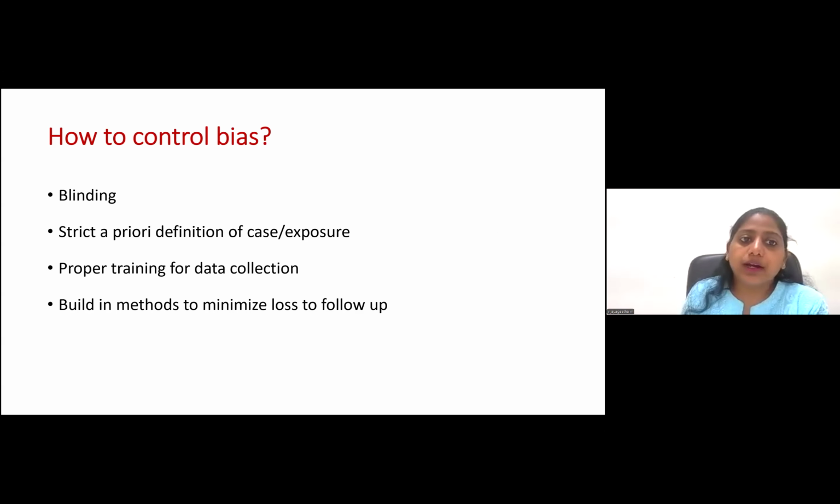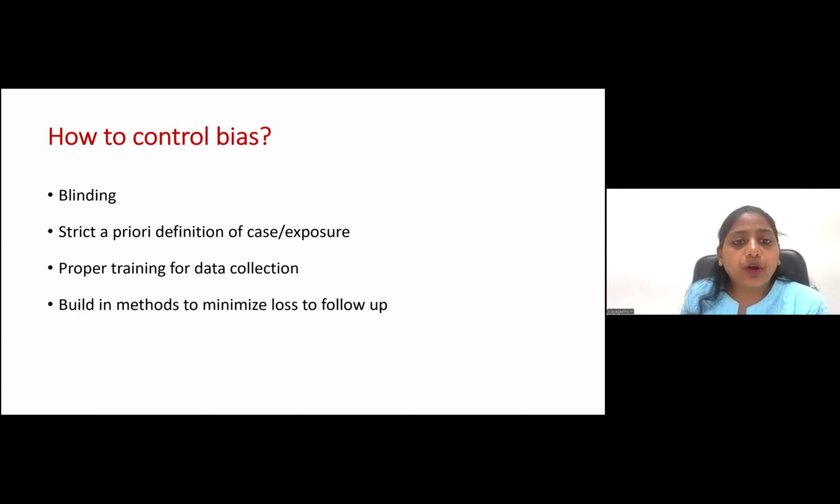So how do we control for bias? One way of doing it is blinding. Again, we know there can be different types of blinding. It can be single blinded, or double blinded, or it can even be triple blinded wherever it is possible. Then strict a priori definition. Accurate definitions or clear distinctions between who is a case, who is a control, and what is considered exposure status and non-exposure status will minimize the risk of misclassification.